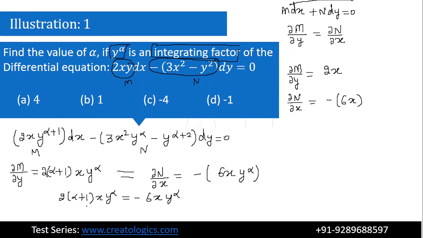Now simplify this for the value of alpha. Cancel the y raised to the power alpha from both sides and cancel this by 3. So alpha plus 1 is minus 3. So your alpha becomes minus of 4. And hence you can see option C is the correct answer, because your integrating factor makes the differential equation exact. Okay, so let's move on to method 1.